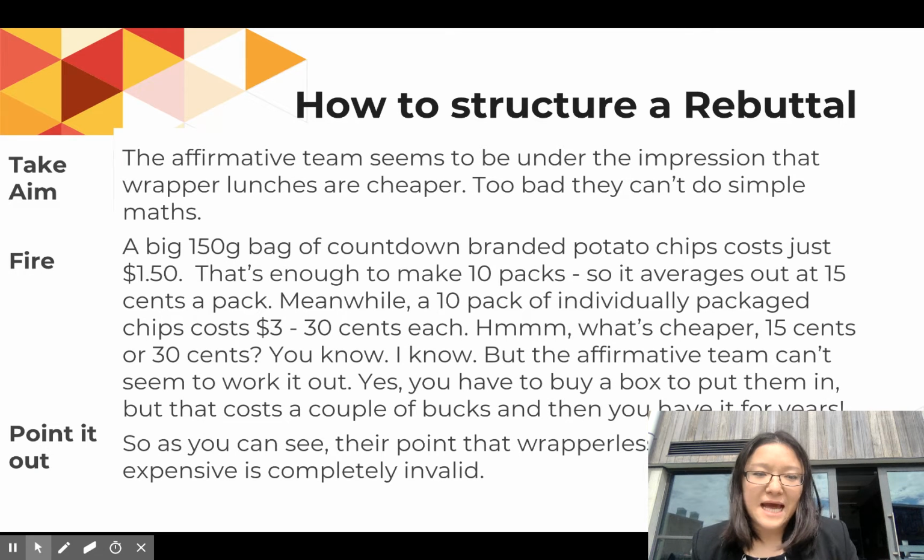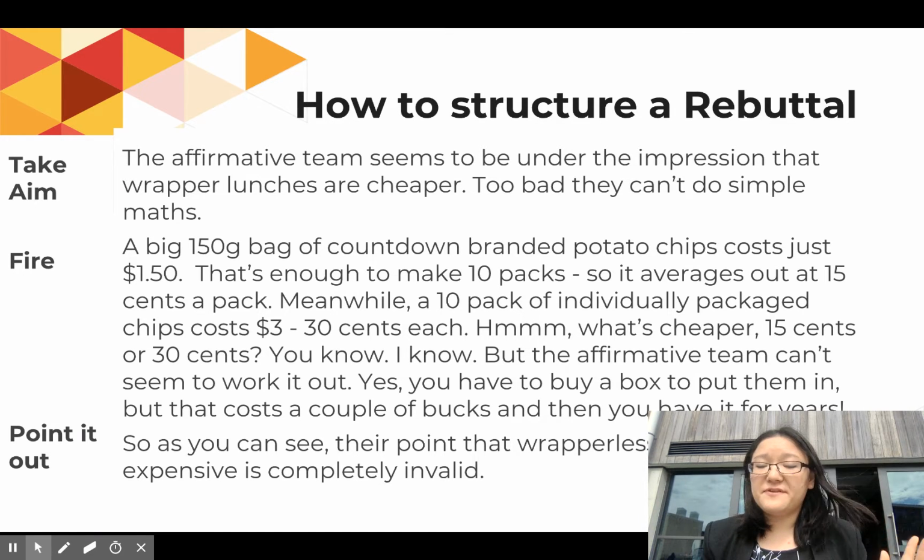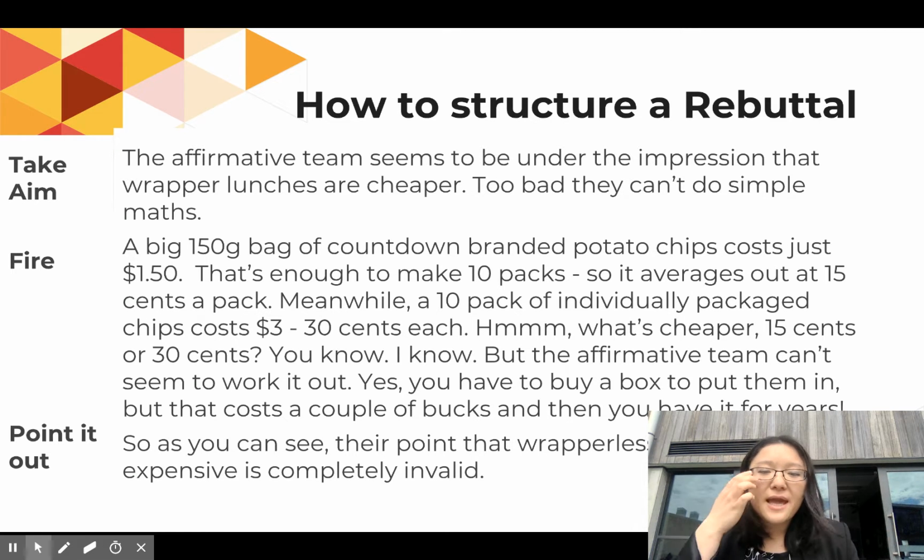And here's the example. Take aim. "The affirmative team seems to be under the impression that wrap lunches are cheaper. Too bad they can't do simple maths." Obviously if I hear that in a debate, I go, oh, they've got a rebuttal coming to that point. Another thing you can do is say, "The second speaker of the affirmative team said blah, blah, blah. Too bad she can't do simple maths." So be really specific about exactly what point you are rebutting.